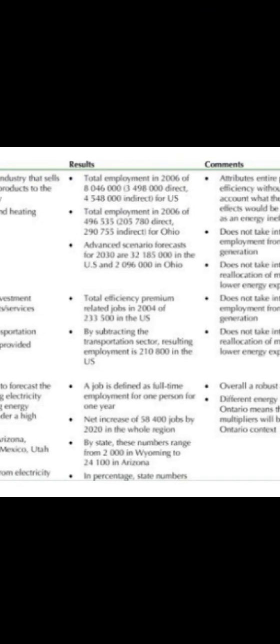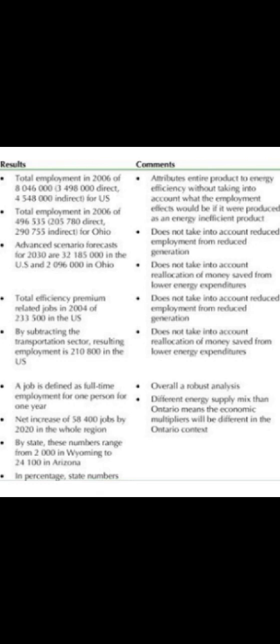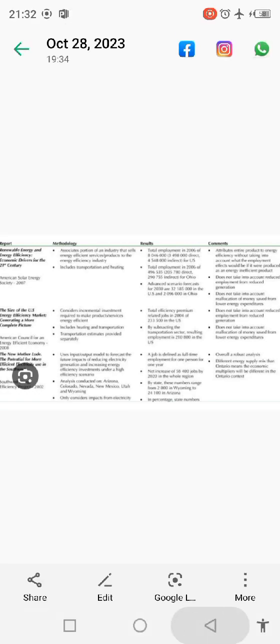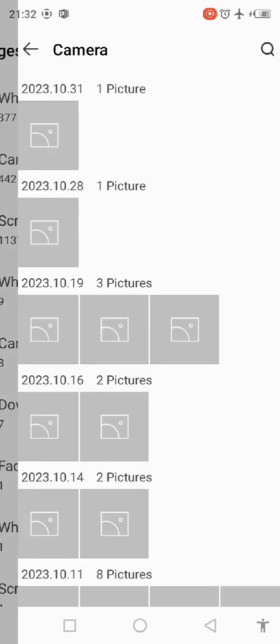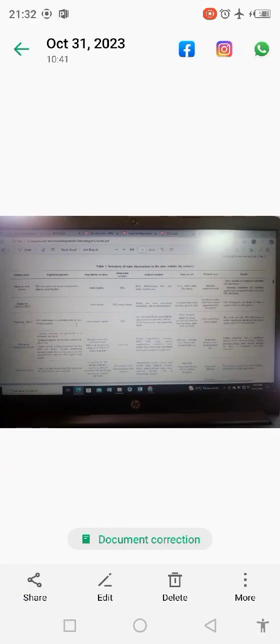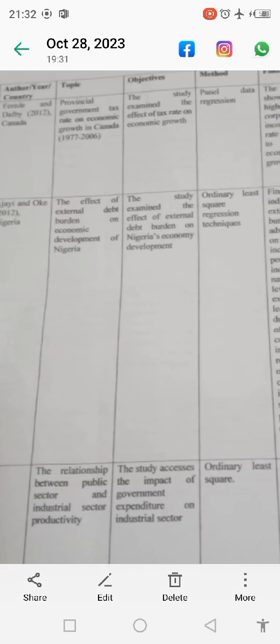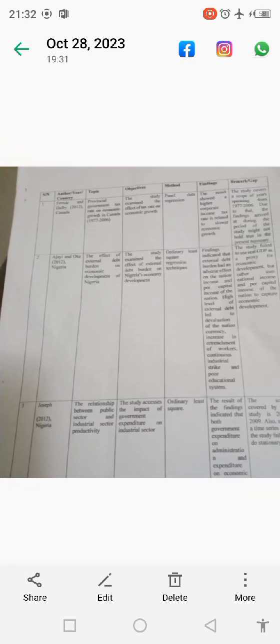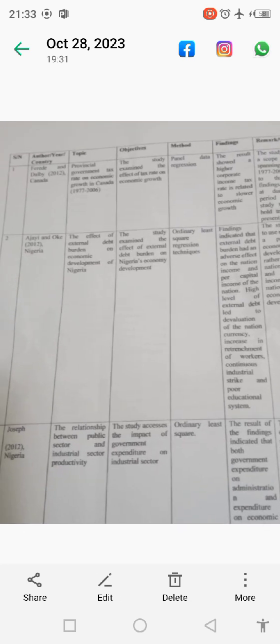Then we have the results here. The results of the first paper. Total employment of 2006 of this. You can see the results. Then you can see the comments. The comment talks about the thing that is discovered in the study that was mapped or reviewed. Then the last thing I want to show you is a more robust one. Okay, before I show you this, this is another example of a literature mapping. As you can see, it is another example of a literature map.